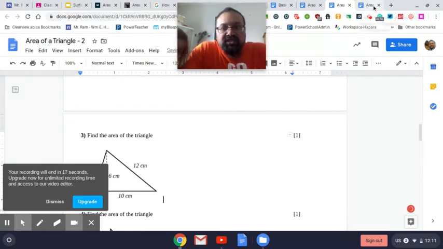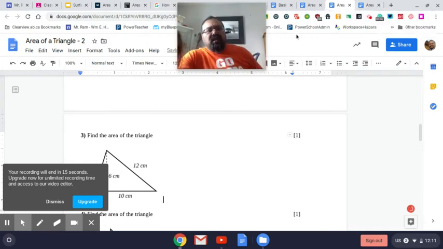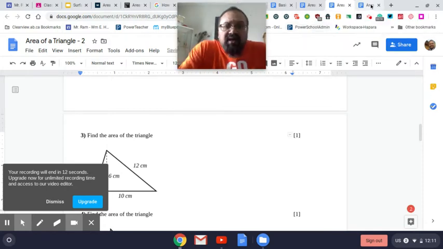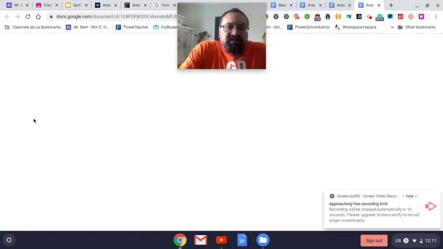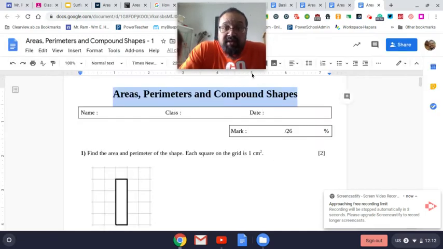Now, the last sheet that you're going to cover is in the third assignment, and it is of compound shapes. Once again, as with everything, it starts off easy and then works to most difficult. If you have any questions, please text me, email me, Instagram me, any way you can do it.